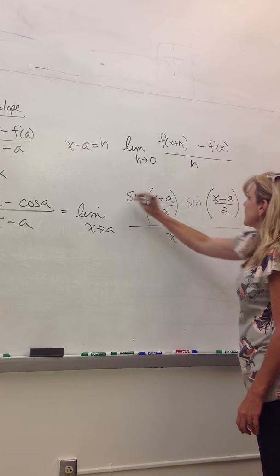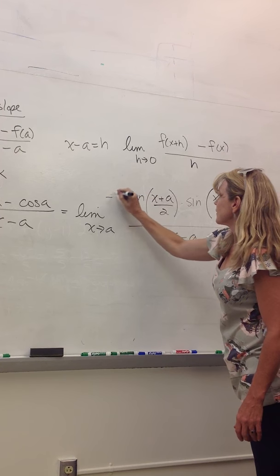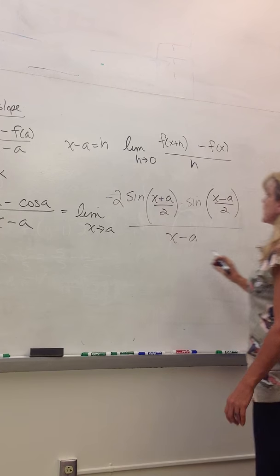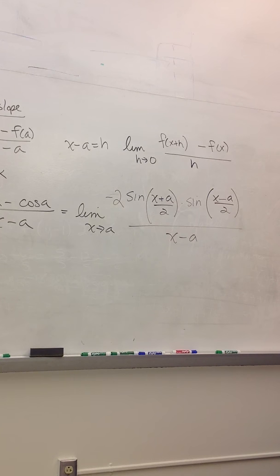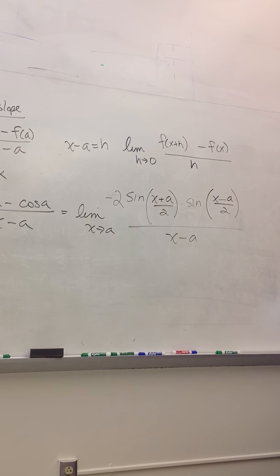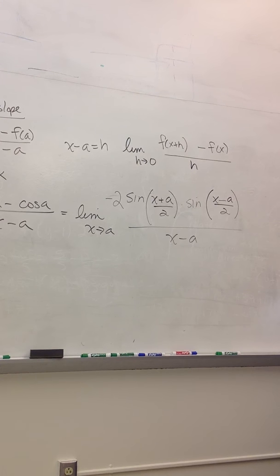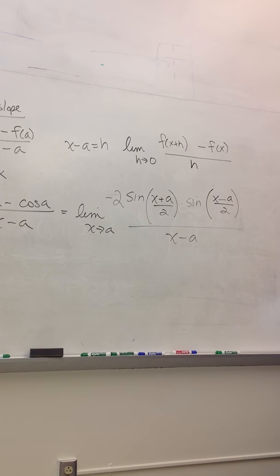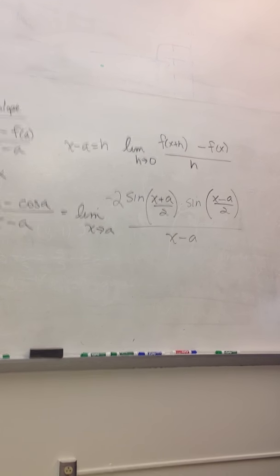Minus, and then the negative is part of the whole identity. They come from the addition and subtraction formulas in the front cover of your book, and the formula I have written on the board is a version of those.